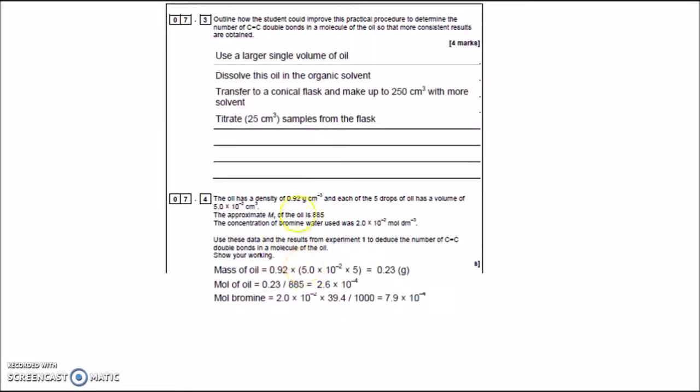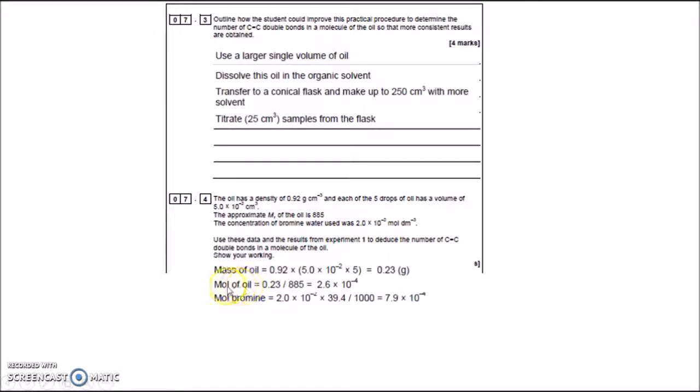So concentration is moles divided by volume, 0.0394 times 2 times 10 to the minus 2 will give me 7.9 times 10 to the minus 4. I now know the moles of bromine water. So by looking at the information I've been given, it's led me through the question, and I've got 3 marks already out of the 5.